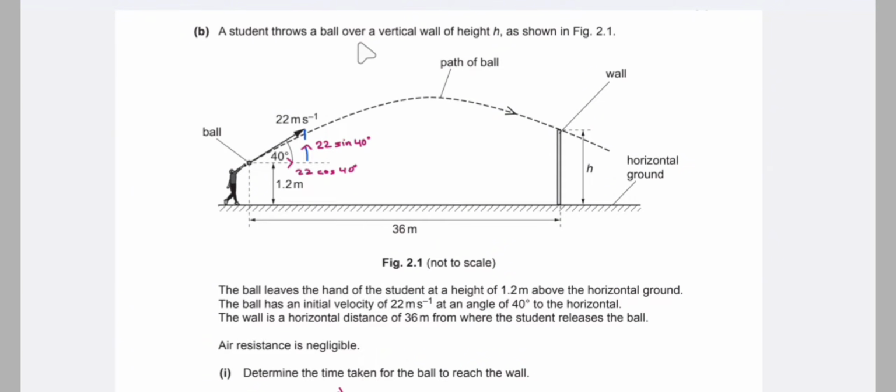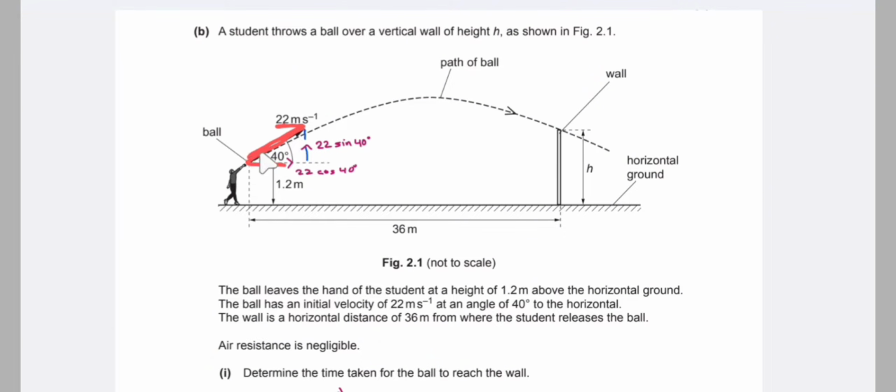Then a student throws a ball over a vertical wall of height h meter. So the height of the wall is h, as shown in figure 2.1. The ball leaves the hand of the student at a height of 1.2 meter above the horizontal ground. Then the ball has an initial velocity of 22 meter per second at an angle of 40 degree to the horizontal.